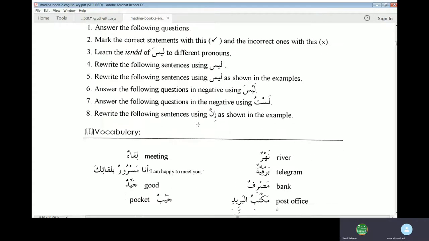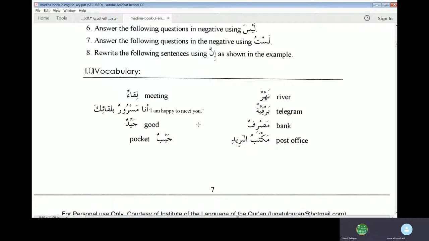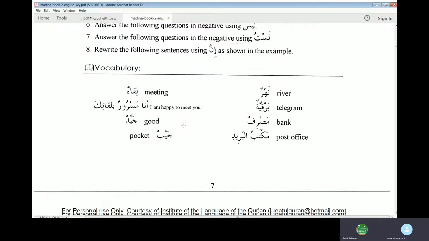Vocabulary. Barid, telegram. Maktabul barid, post office. Liqaun, meeting. Ana masrurun bi liqaika. I am happy to meet you. Jayyid, good. Jayb, pocket.